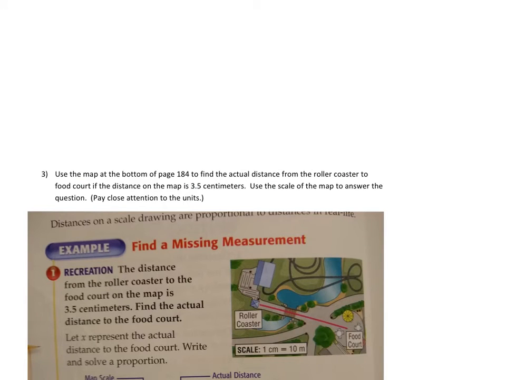So we're going to use the map at the bottom of page 184. I've already put it in here for you, to find the actual distance from the roller coaster to the food court, if we know that the distance on the map is 3.5 centimeters. We're going to use the scale of the map to answer the question, and pay very close attention to the units. First of all, we are going to set up a proportion.